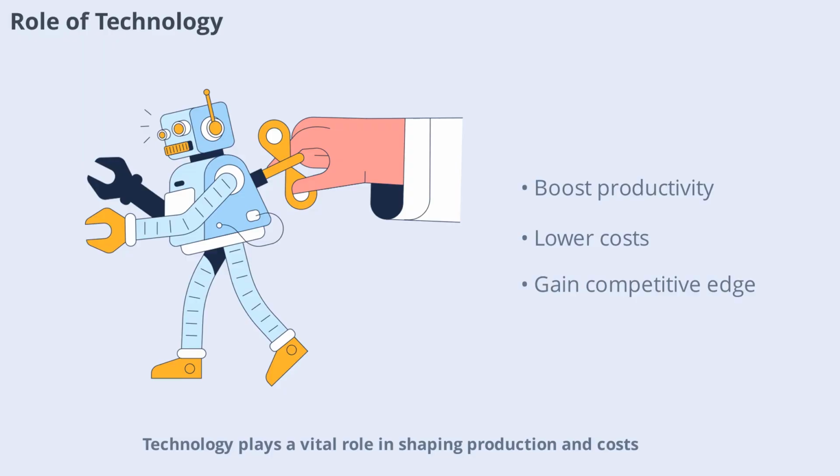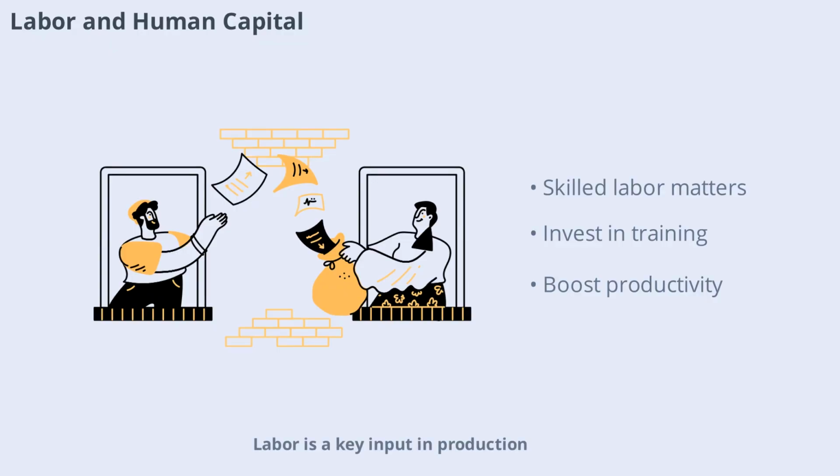Technology plays a vital role in shaping production and costs. Advances in machinery, software, and communication tools can boost productivity and lower expenses. Firms that invest in technology often gain a competitive edge as they can produce more efficiently and respond quickly to market demands.